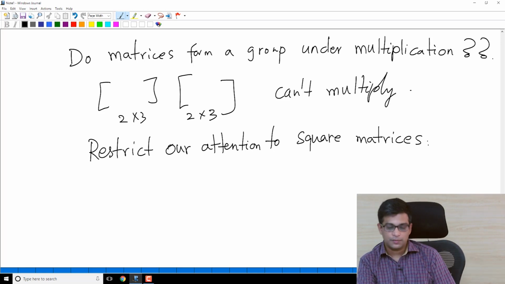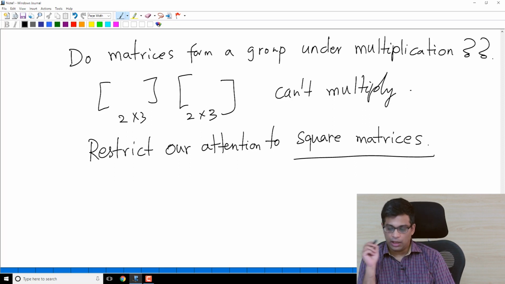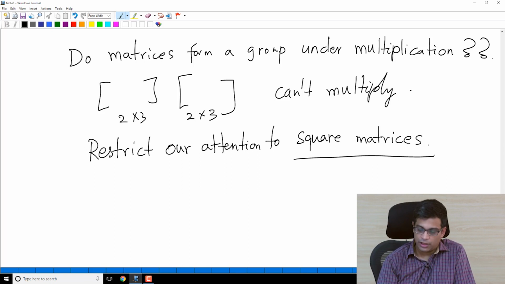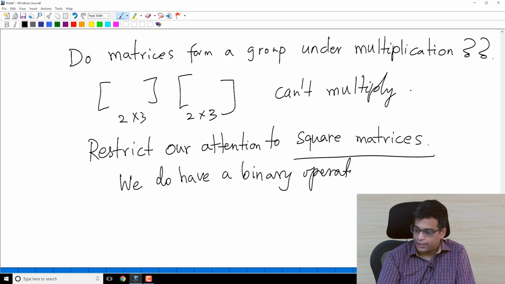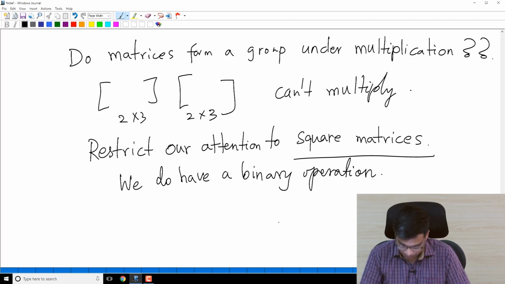Remember that in terms of the language that we are developing, multiplication is not a binary operation on the set of matrices if I do not specify that they are square matrices, because I cannot combine 2 by 3 matrices under multiplication, but now I overcome that difficulty by considering square matrices. Here at least we can multiply and we do get a binary operation, because any 2 square matrices can be multiplied to get another square matrix.